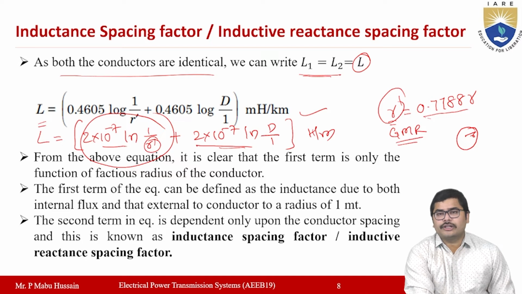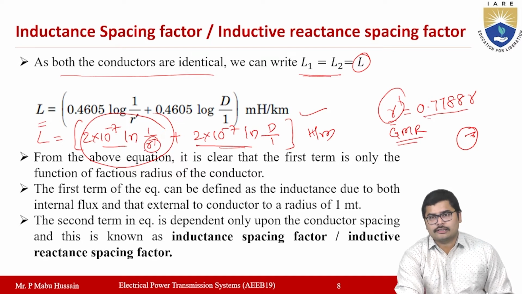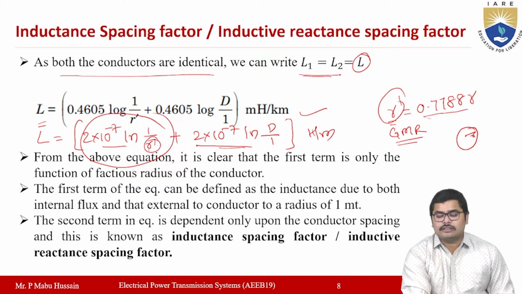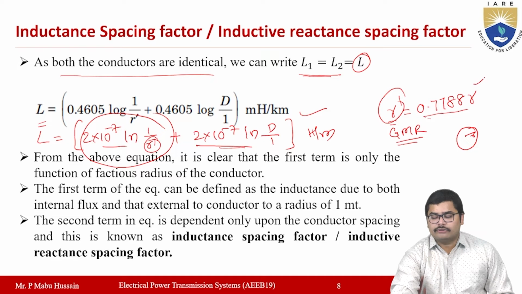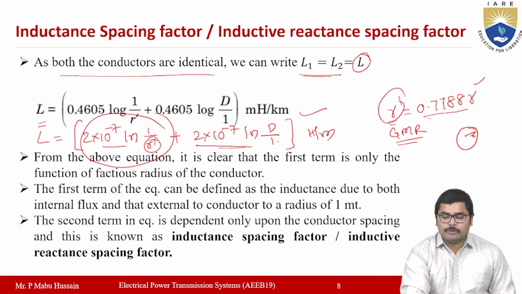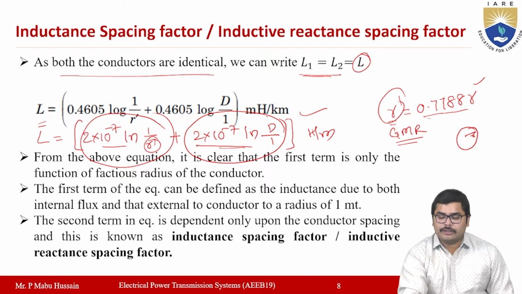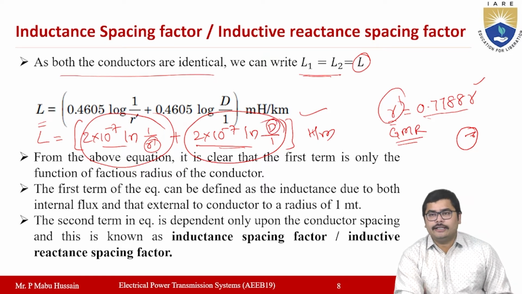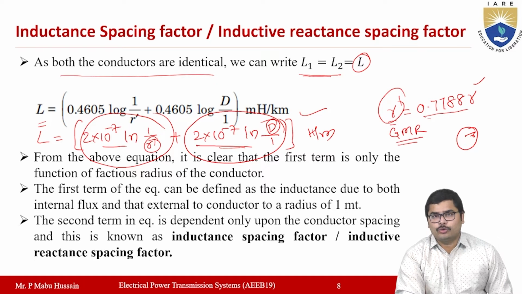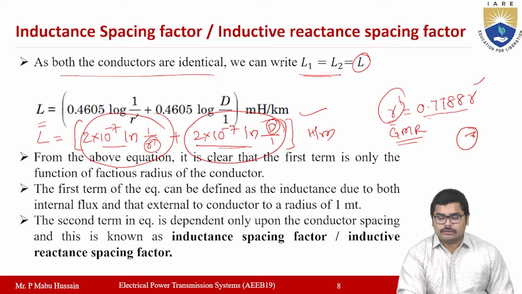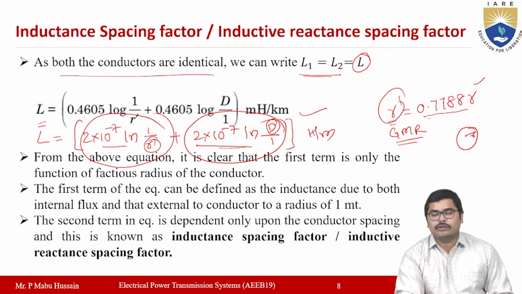Okay, the first term depends only on r dash, right? Only r dash in the sense that this first term depends upon the radius of the conductor only. But if you see the second term here, the second term depends upon the capital D. So what do you mean by capital D? Capital D is the distance or spacing between the two conductors. So the second term depends only upon the spacing between the two conductors.